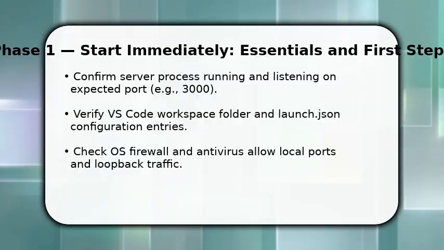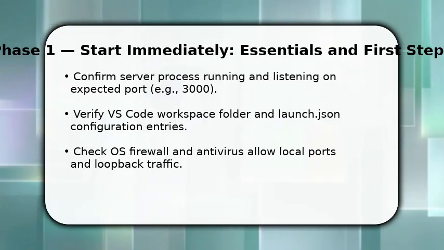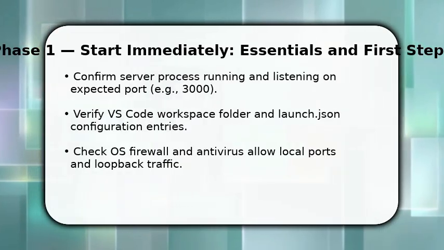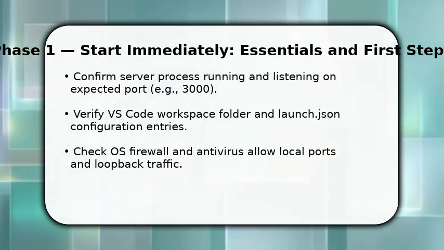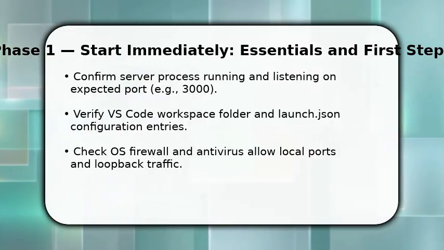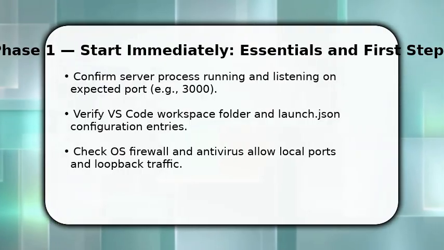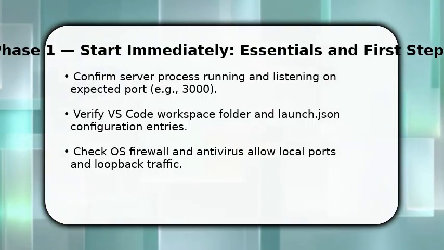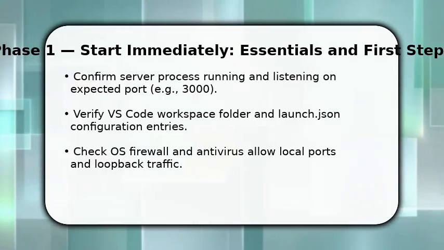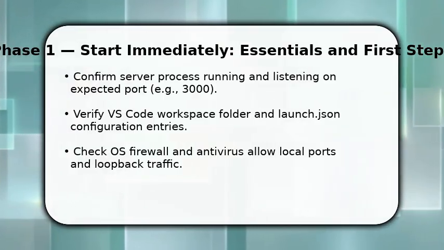Enjoy the video. You start by confirming the prerequisites and taking immediate action. Make sure your development server is running and listening on the port you expect, for example 3000. Once done, open the correct workspace in Visual Studio Code and inspect launch.json or your extension run configuration.